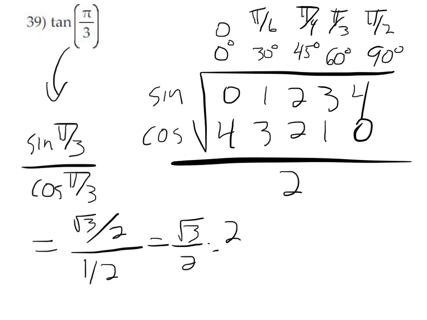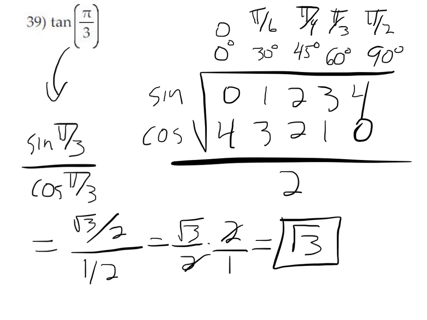Now we can invert and multiply and simplify and get square root of 3, which is tangent of pi thirds. Now this table can be used a little faster for tangent by recognizing that this divide by 2, when you're doing tangent, they'll cancel every time. So you can just do the sine over the cosine.